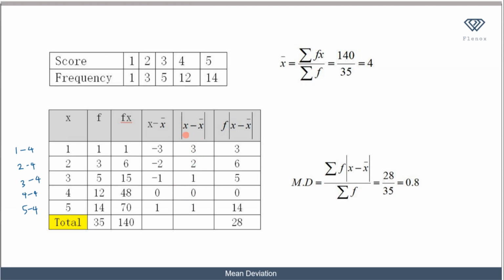Then we'll now multiply these values by the frequencies. So 3 times 1, we have 3. 2 times 3, we have 6.